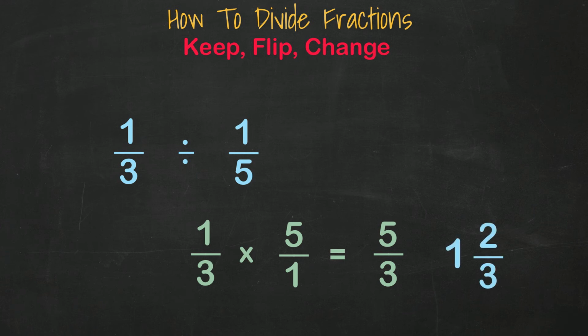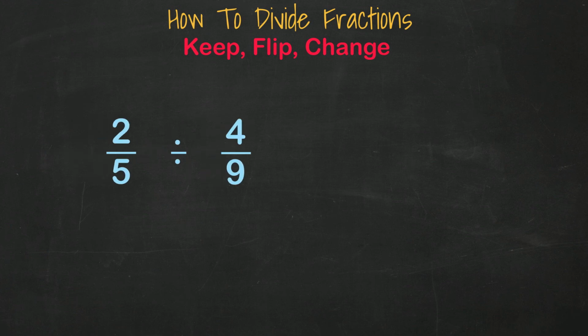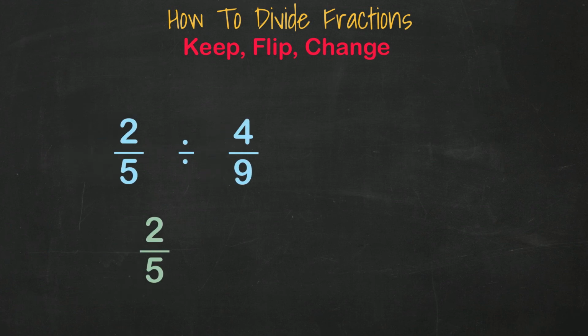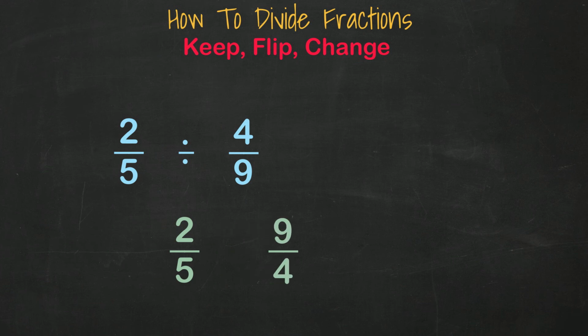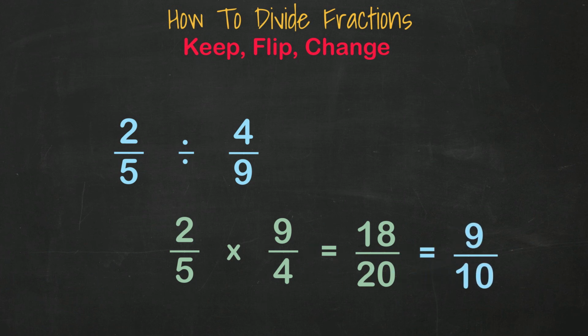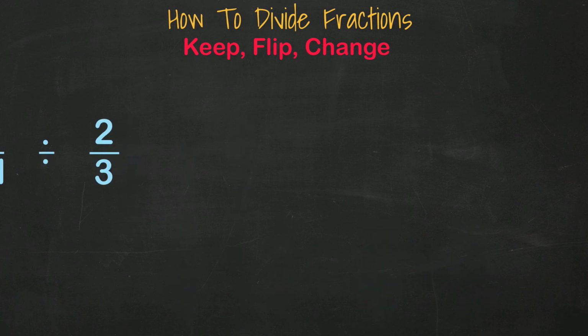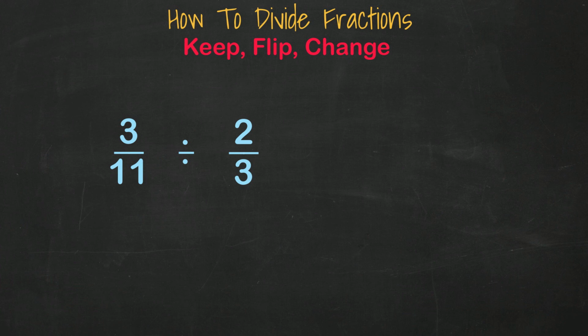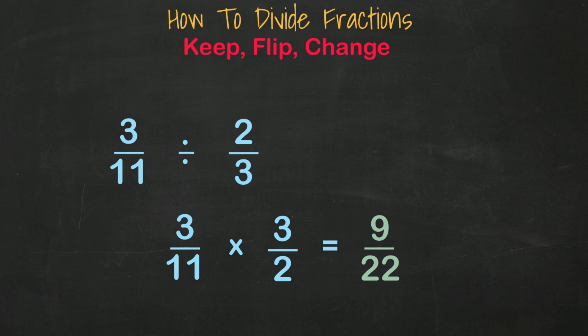Let's walk through 2 more examples. Take 2/5 divided by 4/9. We write down 2/5. We flip 4/9 to be 9 over 4, and we change the sign from division to multiplication. If you multiply straight across, you get 18 over 20, which can be simplified down further as 9/10. Last example, 3 over 11 divided by 2/3. We keep 3 over 11. We flip 2/3 to be 3 over 2. We change the sign to multiply. The answer is 9 over 22.